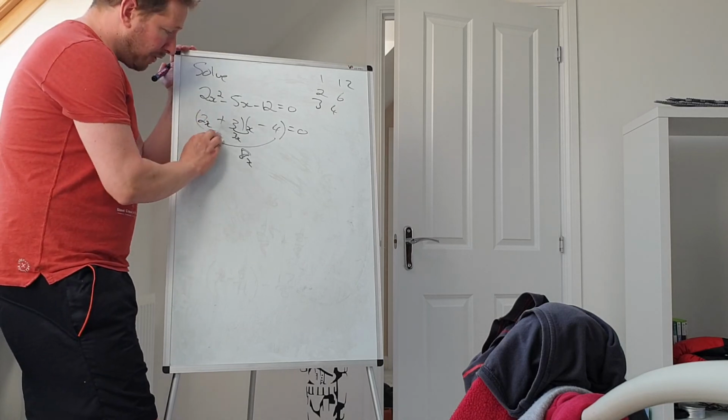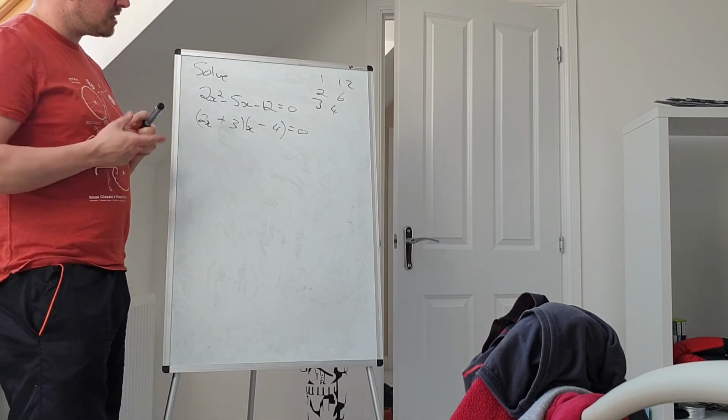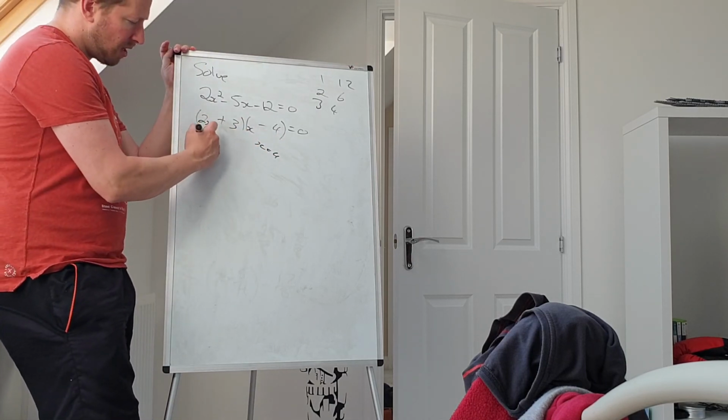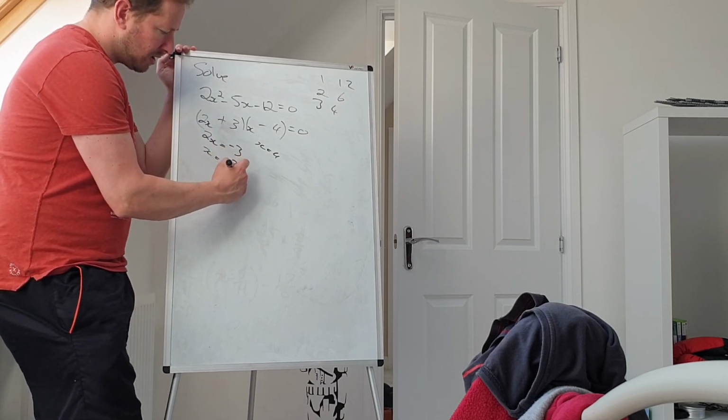And again, we haven't solved anything yet. All we've done is we've factorised. So we've then got to write down the solutions. So this one is simply x equals 4. And this one, 2x equals minus 3. And then x equals minus 3 over 2.